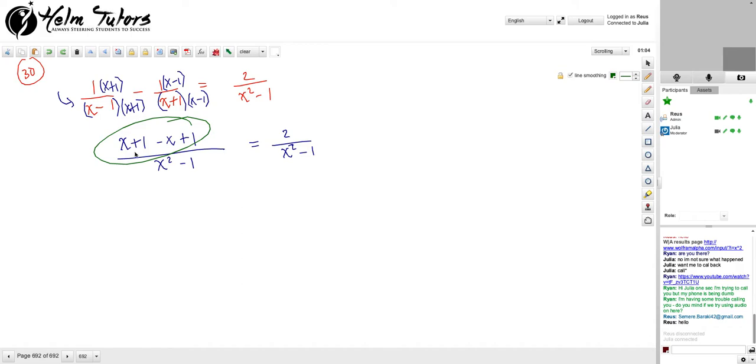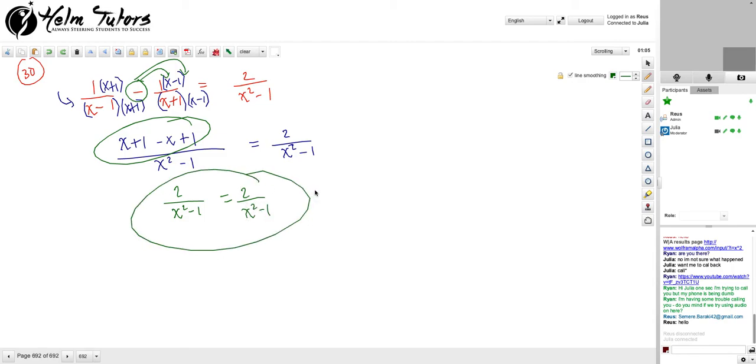Well, x plus 1 minus itself. But it's not minus itself. This minus sign, after I distribute it, makes the x negative, but it makes the 1 positive. So 2 over x squared minus 1 equals 2 over x squared minus 1, right? And so then the solution is all real numbers.